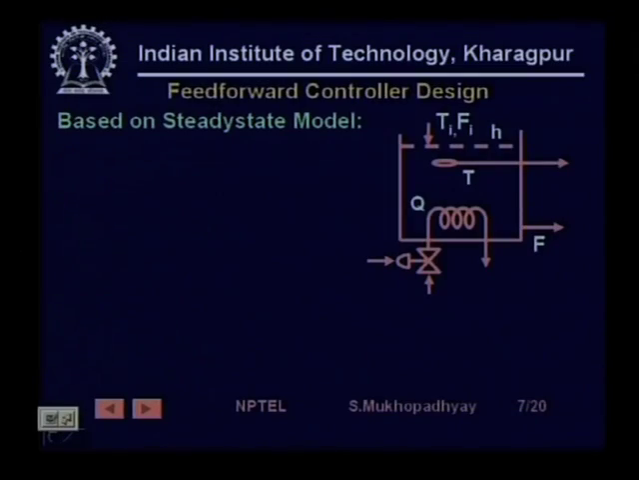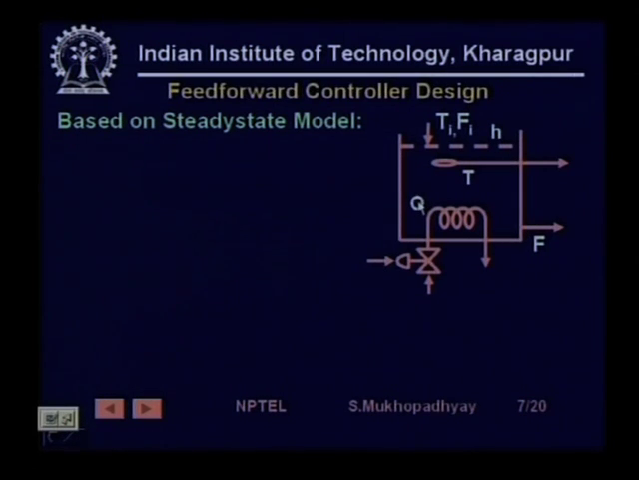So, here is a process where we have a tank, there is some fluid which is flowing in, and the inlet fluid has some temperature Ti, and there is an outlet flow F, and there is a temperature T which we want to maintain. And how are we maintaining it? We are maintaining it by changing the steam valve position, and for simplicity we have modeled that by changing this U we can change the heat input to the process.